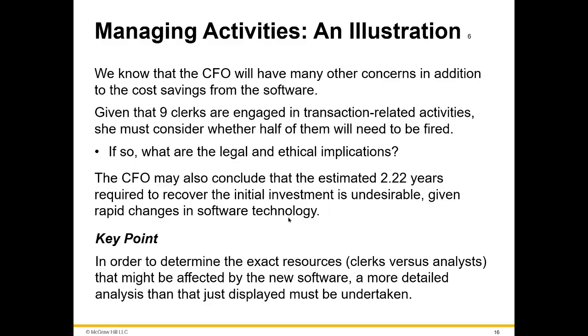So we see this detailed analysis determines clerks versus analysts, who's going to be affected, and we may want to do additional analysis.